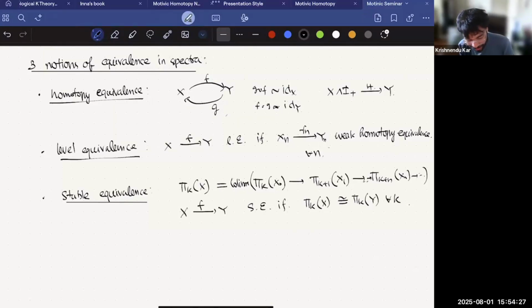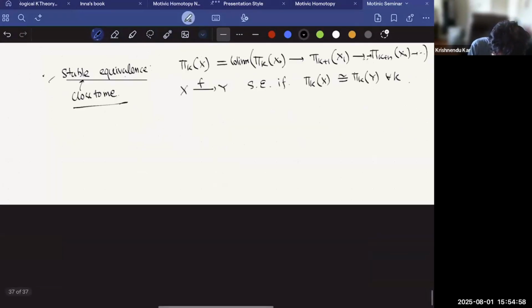Turns out you can give a model structure on both the level equivalence and the stable equivalence. The homotopy equivalence is a little too strong to choose as the weak equivalence, but you can choose either of the other two. For today, I will show you the stable model structure on spectra using the stable equivalence, because this is closer to me. The level-wise equivalence also gives you a model structure. This is called a strict model structure, but I will not talk about that today.